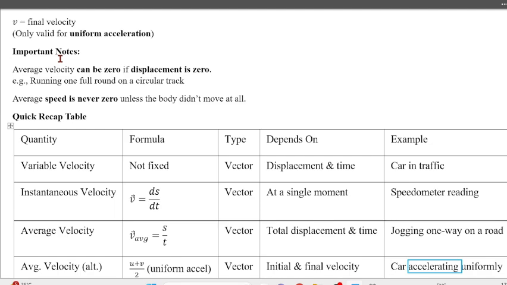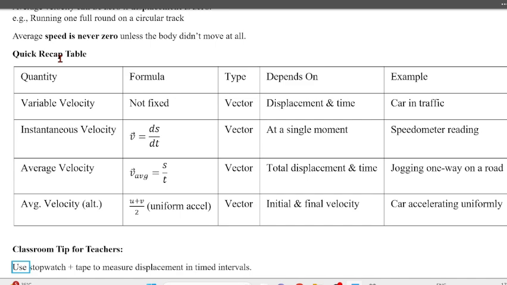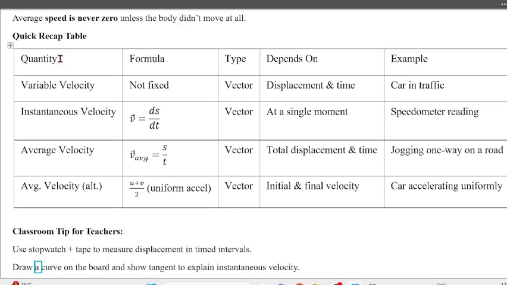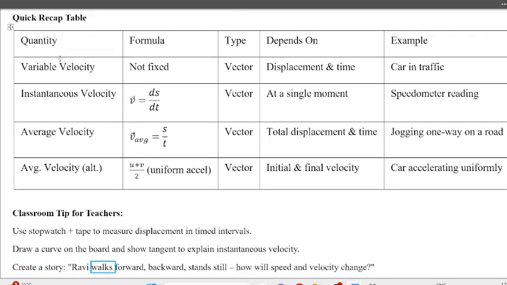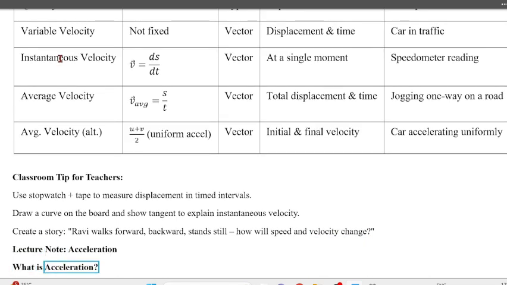Car accelerating uniformly. Classroom tip for teachers: use a stopwatch plus tape to measure displacement in timed intervals. Draw a curve on the board and show a tangent to explain instantaneous velocity. Create a story: Ravi walks forward, backward, stands still. How will speed and velocity change? Lecture note: acceleration. What is acceleration?